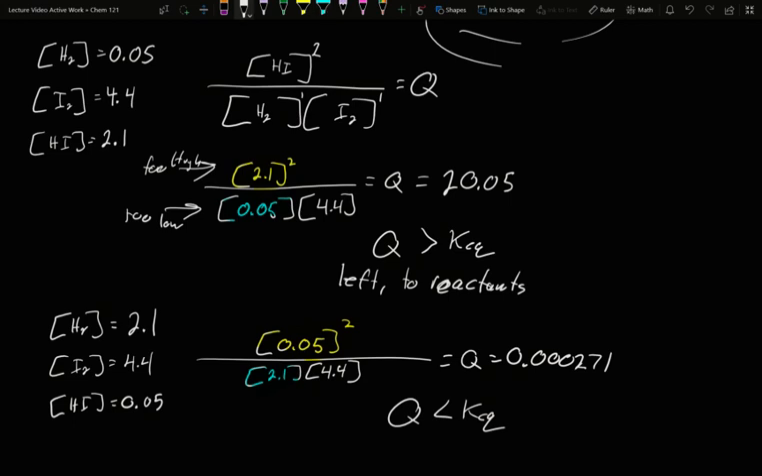For any given concentration set that you are provided, you can find Q and figure out if your reaction is going to move towards product, towards reactants, or be at equilibrium. In this case, we will move to the right and we will form more product.